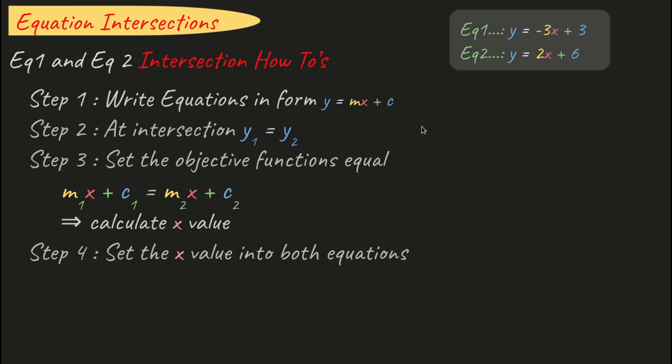Step 4, we set the x value into both, and I say again both equations, to check your value. Because if after you've done this, y1 is not equal to y2, you've made a mistake and you need to redo it.